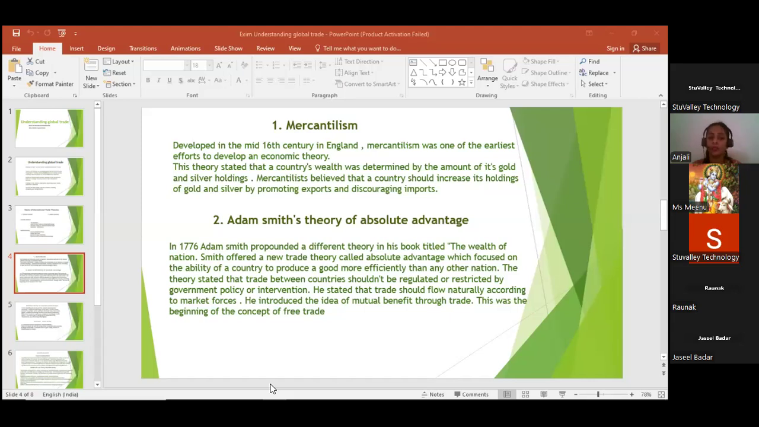They have to export their products to the countries which are in need of that, with free trade. That is, there are no rules and regulations or taxes paid to the government. So free trade was developed in this theory, that is, the absolute advantage theory. Again, in this advantage, we have two types: the natural advantage and the acquired advantage.